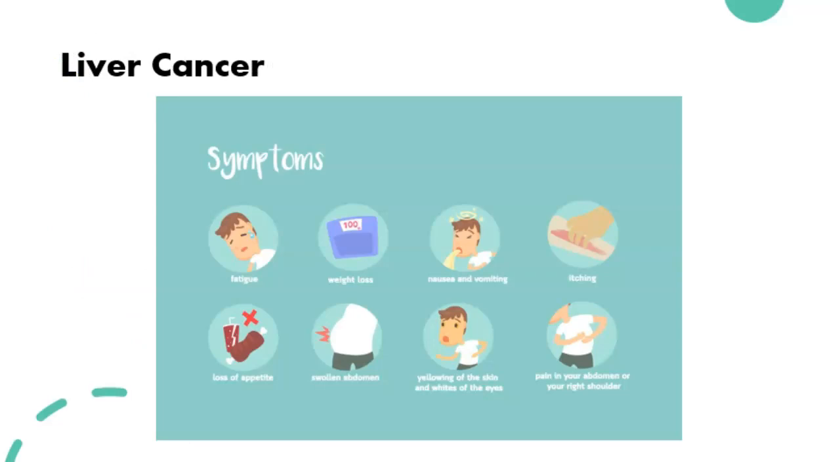Liver cancer or carcinoma of the liver. Signs and symptoms of this, you'll see fatigue, weight loss, nausea and vomiting, itching, loss of appetite, a swollen abdomen, jaundice or pain in the abdomen, or it might radiate to the right shoulder. A lot of times liver cancer will mimic cirrhosis in the early stages, so diagnosis of liver cancer is difficult. The treatment is usually palliative and the prognosis is not very good, so your patient might enter hospice care.